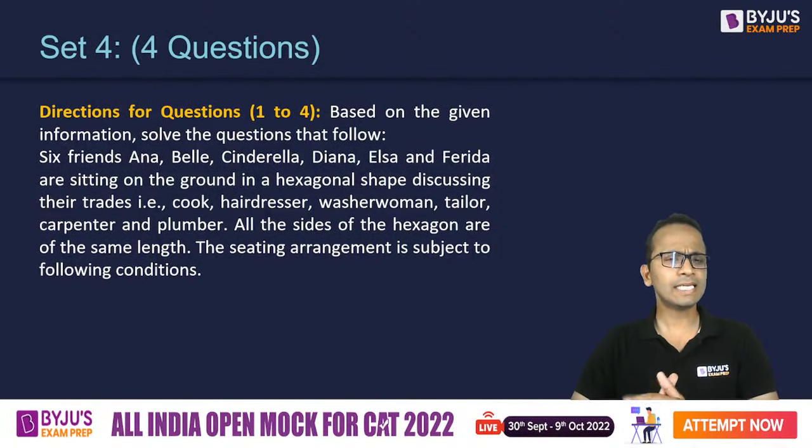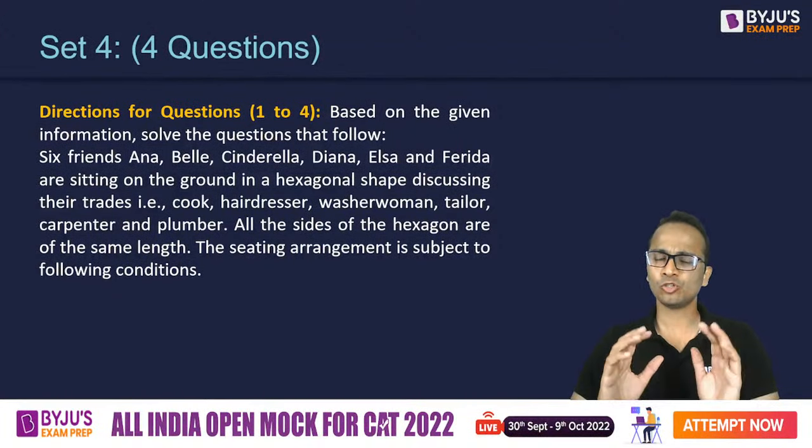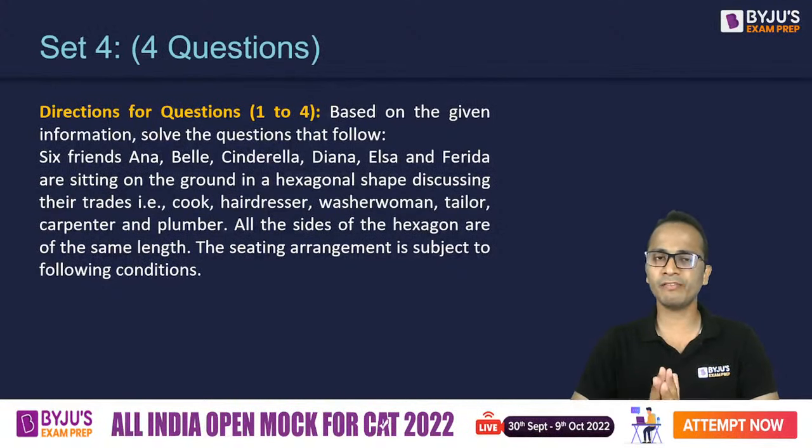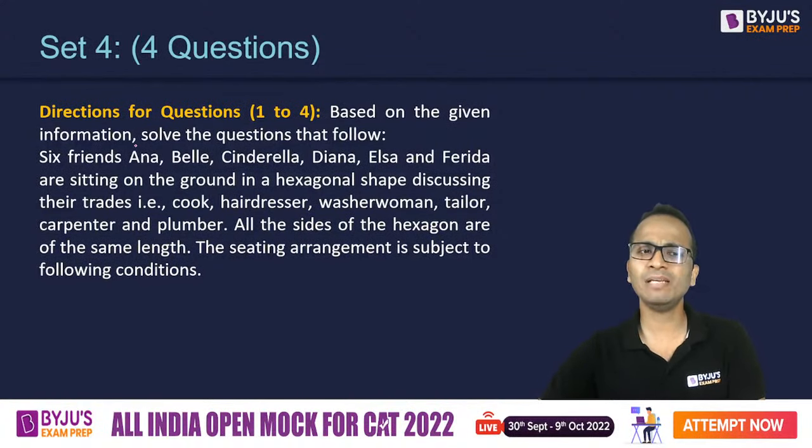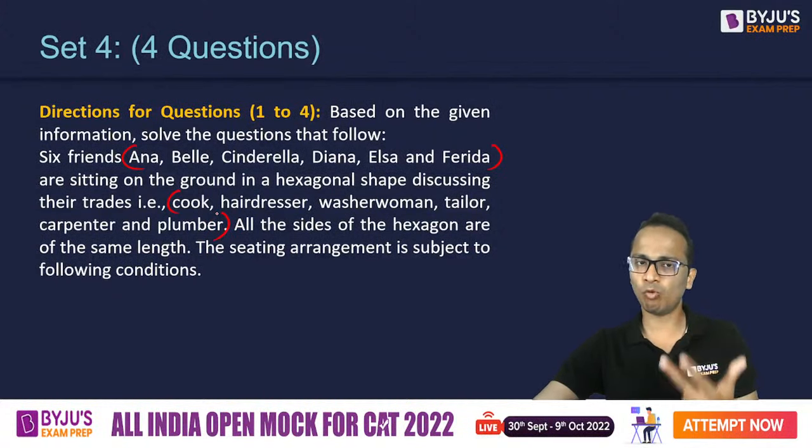General information. 6 friends A, B, C, D, E, F are sitting on the ground in a hexagonal shape discussing their trades, that is cook, hairdresser, washerwoman, tailor, carpenter and plumber. So 6 friends and 6 professions are given. They are sitting around a hexagonal table. All the sides of the hexagon are of same length. The seating arrangement is subject to the following conditions. So if you want to note down, the names are A, B, C, D, E, F. No need to note down their full names. You can note down their professions if you want. Cook, hairdresser, washerwoman, tailor, carpenter, and plumber.